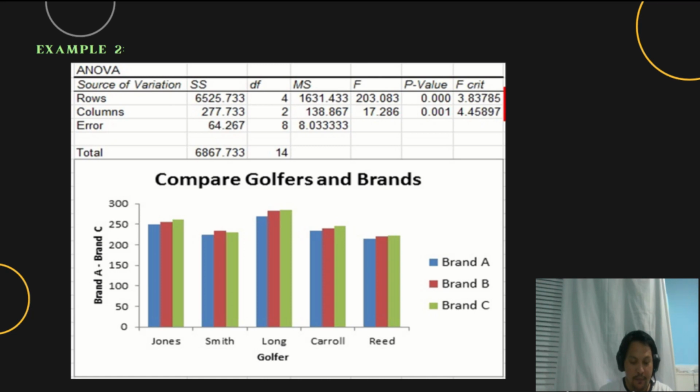of ANOVA, analysis of variance, testing hypothesis about several means, is the graph below comparing golfers and the brands he or she is using. What we see is there are 5 golfers compared by their use of brands and the type of golf club they are using.